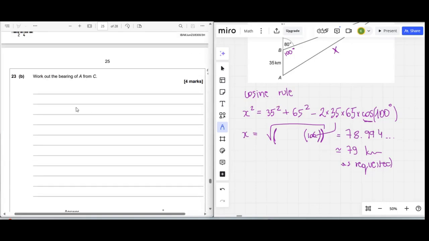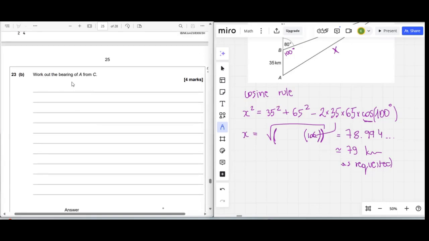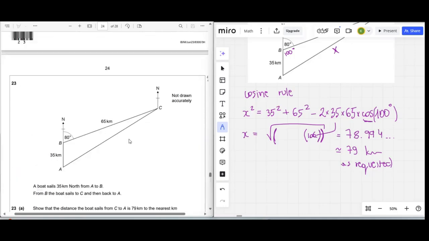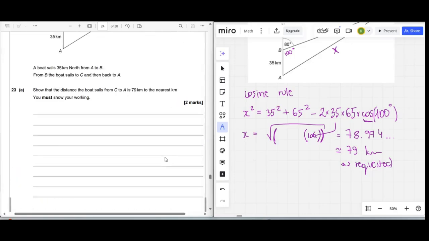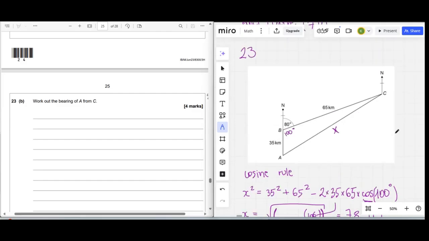Now work out the bearing of A from C. Okay. Of A from C, so that will be this huge angle, a bearing from C. So we are starting here, we are finding north, and then we are finding the line to the A direction.